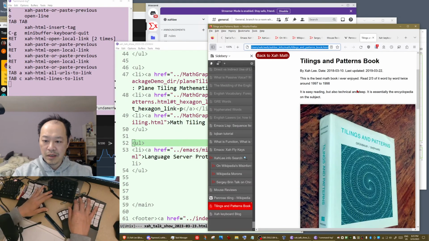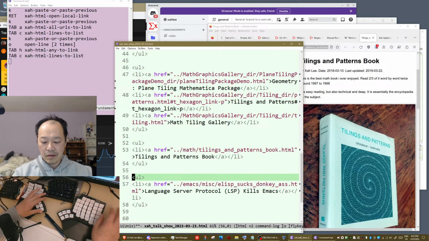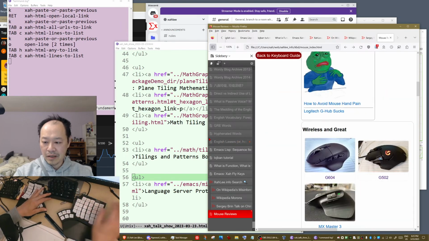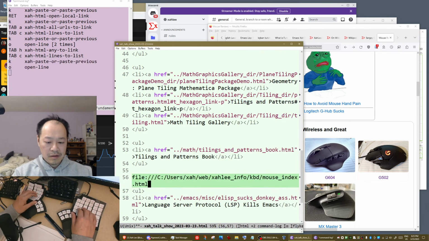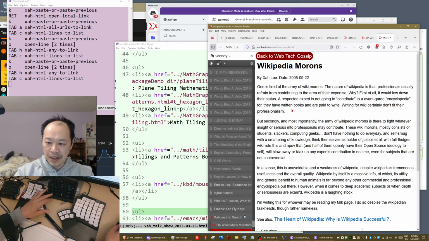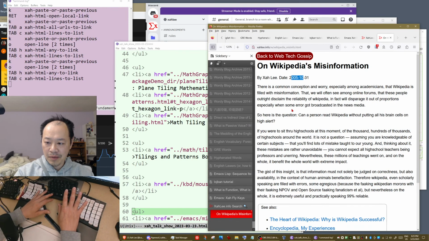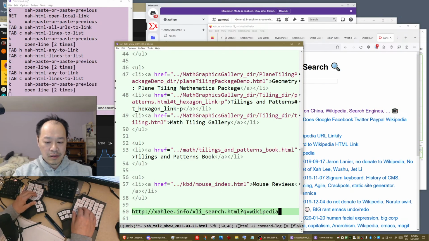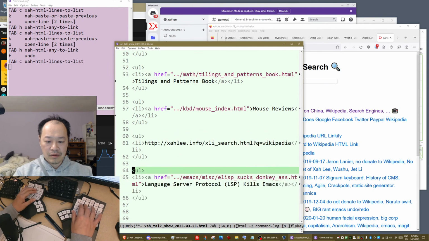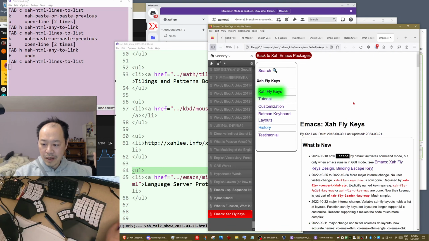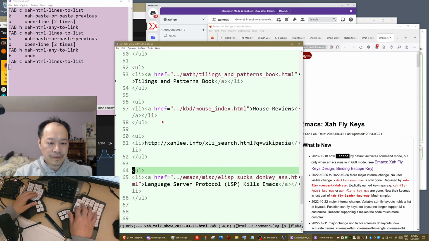Close, this is a great book I mentioned again. Close, keyboards, fantastic, Penrose tiling, fantastic mouse. Google censorship, fuck Google. And Wikipedia, lots of Wikipedia information, copy the search. Okay, so we need to do something about that, make a link.